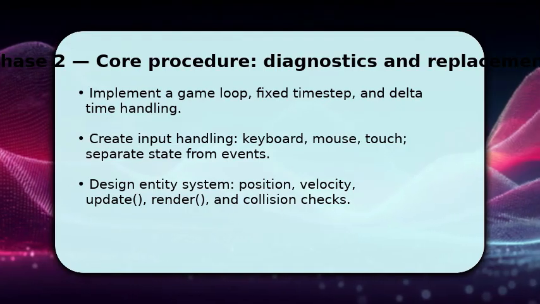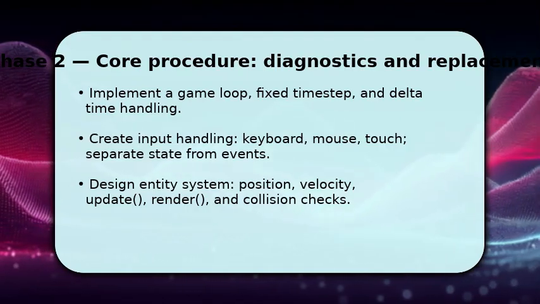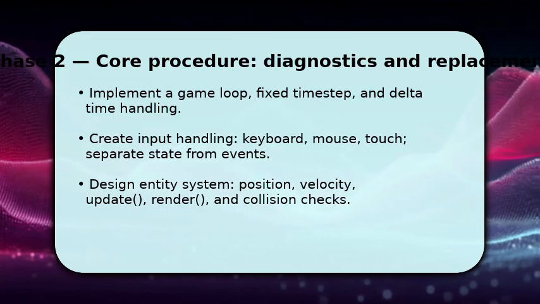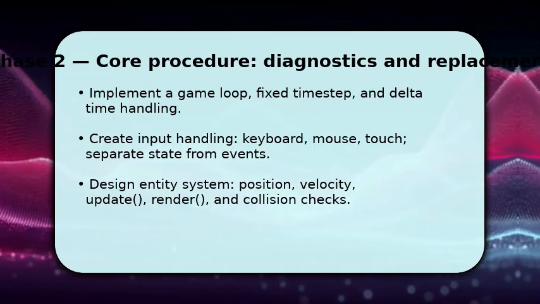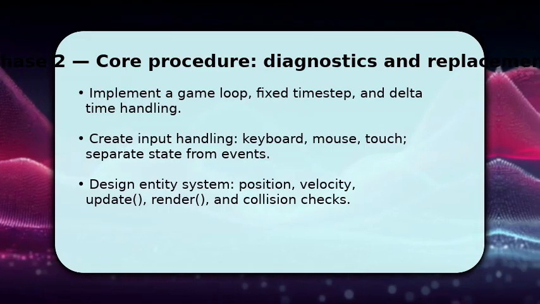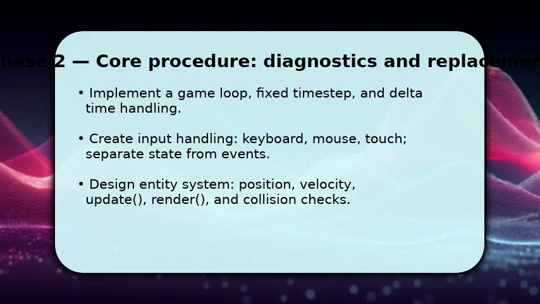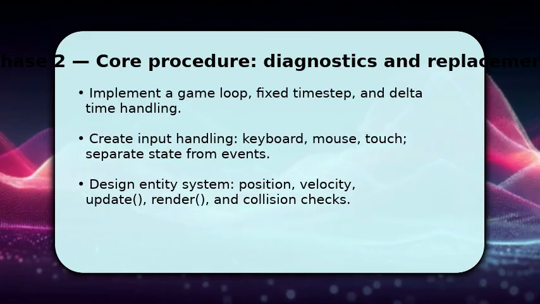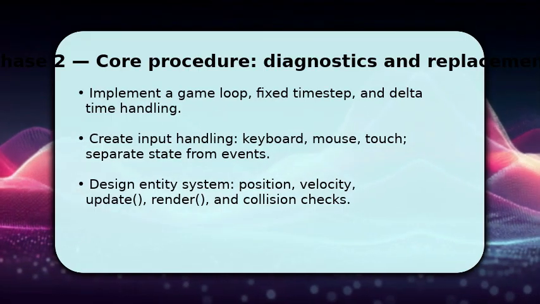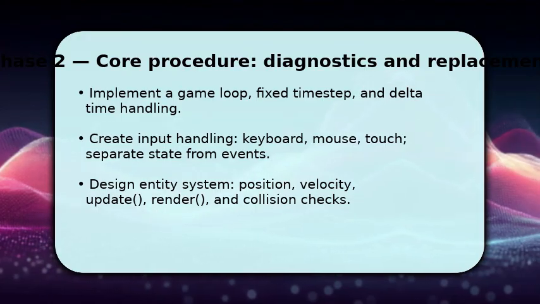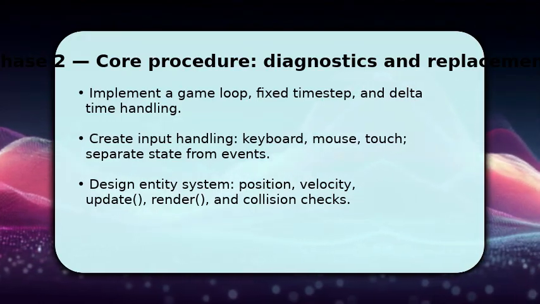Build a robust game loop with a fixed time step and delta time so physics stays consistent across devices. Implement input handling that records state on keydown/keyup and translates it into actions, because decoupling events from state prevents jitter. Once in place, create simple entity structures with position, velocity, update, and render methods, and add basic OBB collision checks.